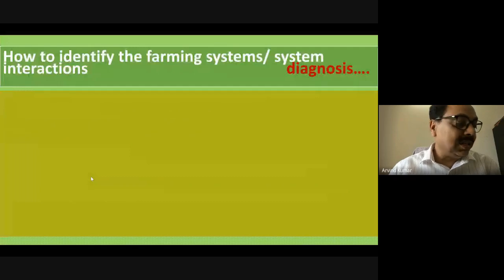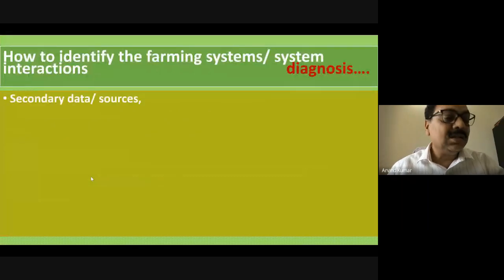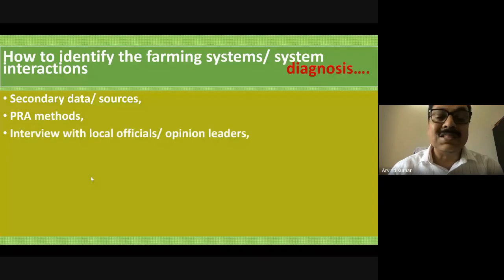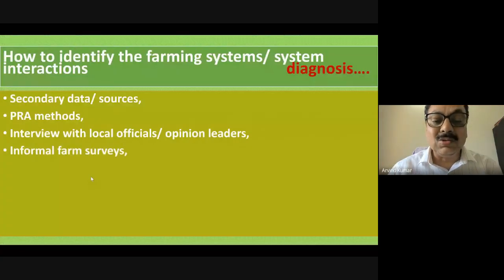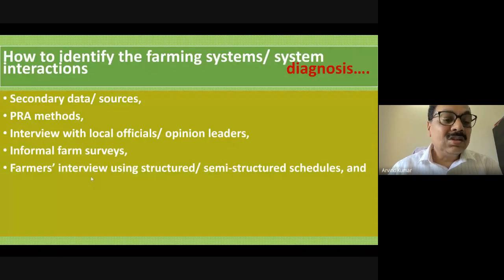So how to identify the farming system? There are various methods. We usually do it through data collection, whether from secondary or primary sources, and there is the PRA method, where you go to the village and conduct various exercises using methods of participatory rural appraisal, and you can identify the problem. Then interviews, you can interview local officials or opinion leaders. They will give some insight. Then an informal farm survey, and also farmer interviews using structured or semi-structured schedules. And field observation, which you can do yourself.